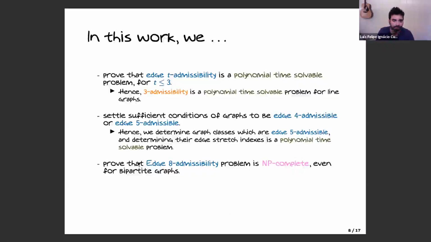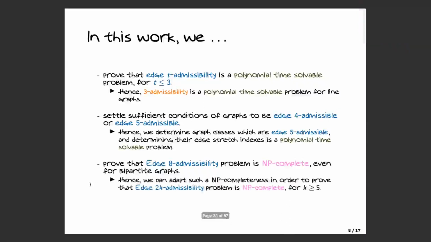Also, we prove that the edge 8-admissibility problem is NP-complete even if the input graph is bipartite. Based on this result, we are able to adapt and extend it for any k greater than or equal to 5. Okay, so our summary is these results here.